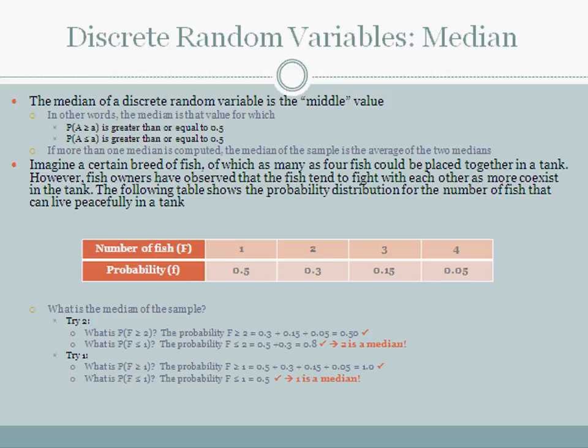Another possibility appears to be having 1 fish, because the value for 1 fish is equal to 50% itself. What's the probability that the number of fish is greater than or equal to 1? This probability is equal to the probabilities for 1, 2, 3, or 4 fish, which is equal to 100%. What about for the number of fish being less than or equal to 1? This is just equal to the probability of 1 fish, or 50%. So 1 is a median.